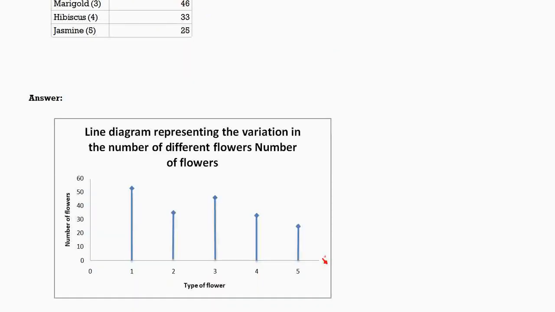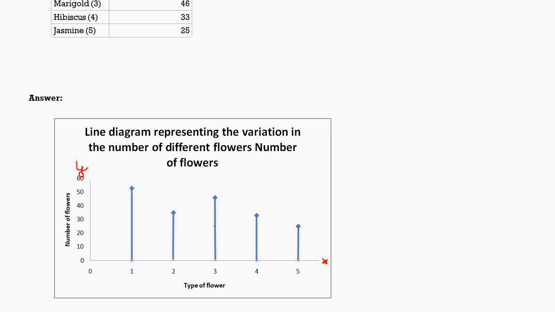This is the x-axis and this is the y-axis. So in the x-axis, we take the different types of flowers, and in the y-axis, we take their frequencies. And for the first one, it was 53, so somewhere over here. The second one was 35, so somewhere over here between 30 and 40. And the third one is 46, so it is over here between 40 to 50. And hibiscus is 33, so that is also somewhere between 30 to 40, but somewhere less than 35. And the last one is 25, so this is exactly in between 20 and 30.